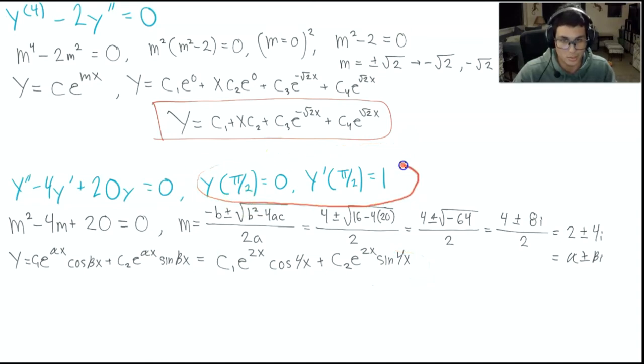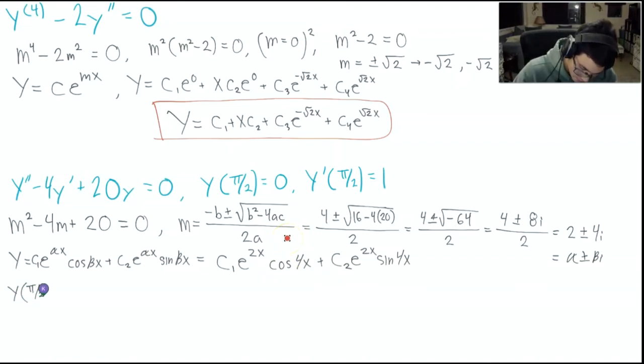But we can make this a little bit more specific because we're given initial conditions. Okay. So let's apply those initial conditions. So if x was pi over 2, if we put pi over 2 where all the x's are, it should equal 0, right? So we would have c1 times e to the, we're going to literally put pi over 2 right in here, which would just be what? e to the pi.